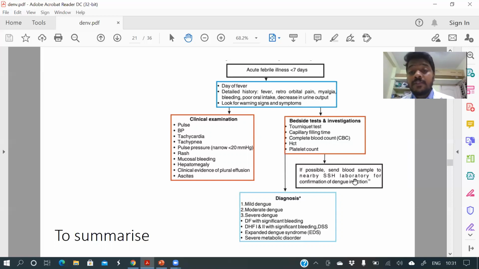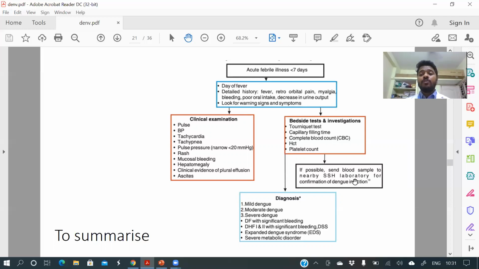Bedside tests which can be done include the tourniquet test, which we commonly know as the Hess test, and then we have to see the capillary filling time and the complete blood count. Because of fluid leakage, there will be increased hematocrit, meaning hemoconcentration, and because of damage to the platelets, there will be thrombocytopenia. If possible, send a blood sample to the nearby laboratory for confirmation of dengue infection.